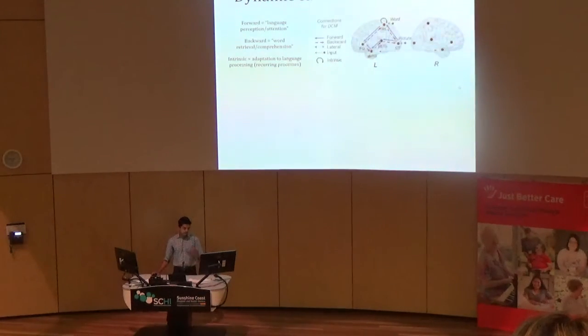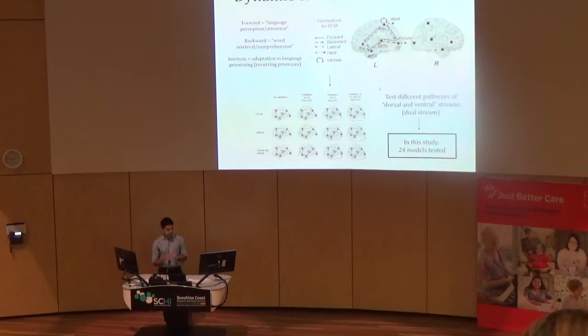Forward connections in this framework look at language perception or attention. So we can map, when they're looking at a picture or processing a word, what kind of pathways are associated with it. And for backward connections, we look at things like word retrieval and comprehension, and intrinsic connection looks at the adaptation to language processing.